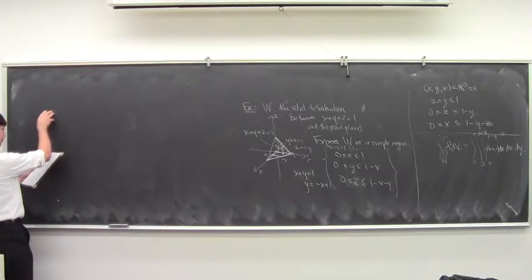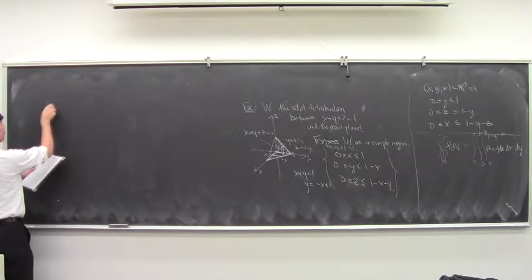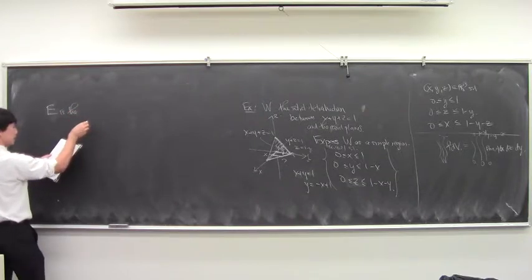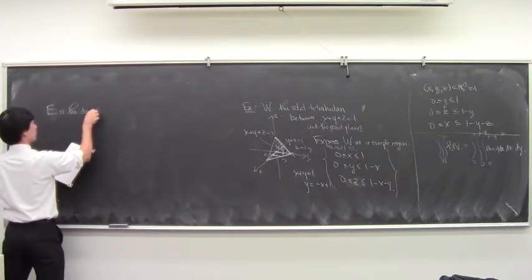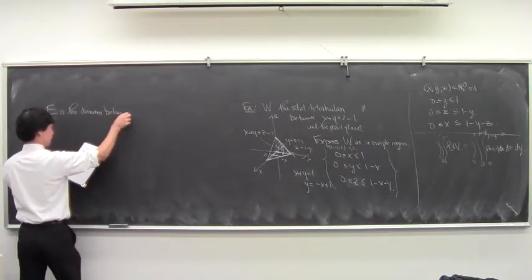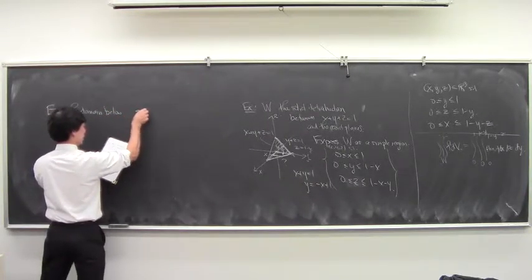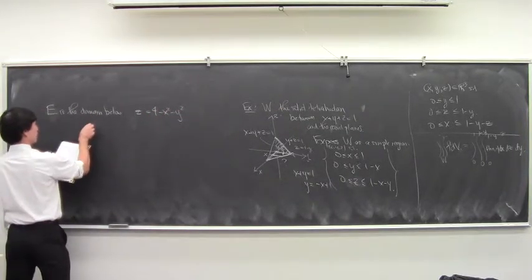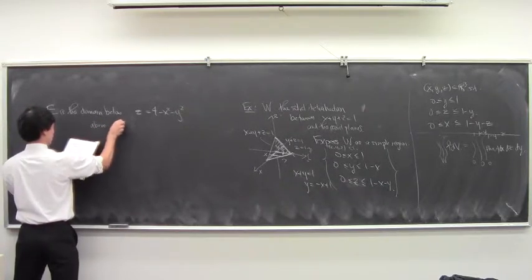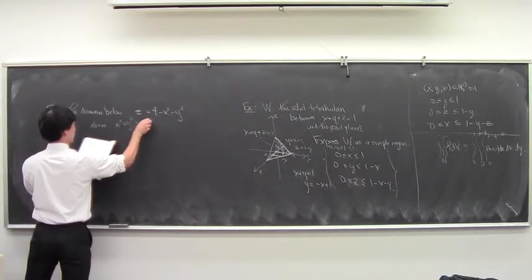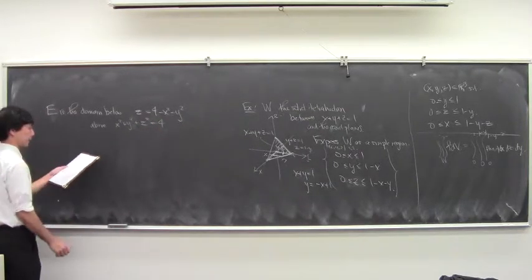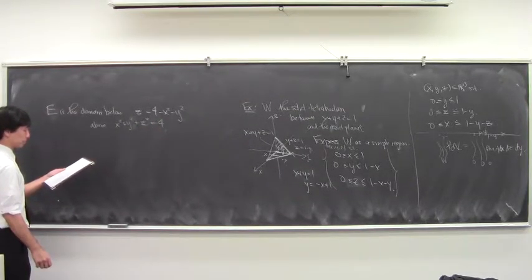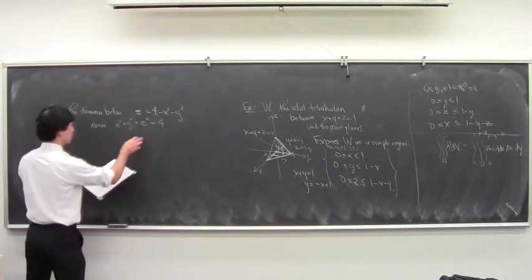Let's do this one. So volume. So E is the solid. E is the domain below z equals 4 minus x squared minus y squared, and above x squared plus y squared plus z squared equals 4. And I think they mean the lower half of it.